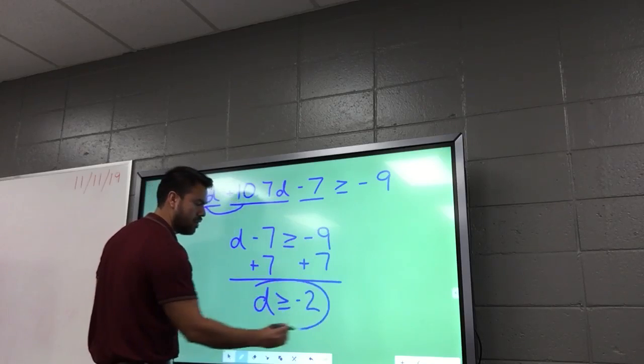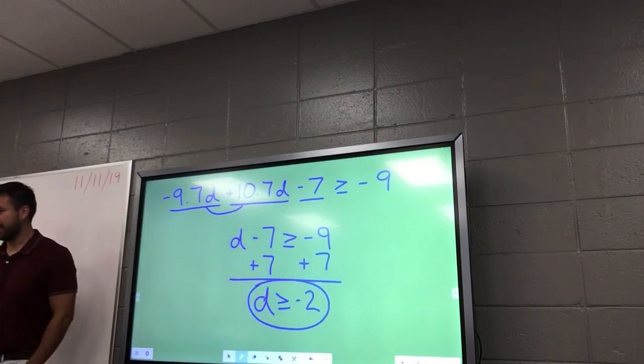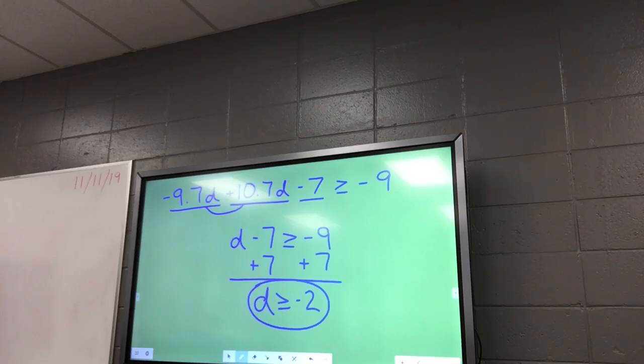We have D is greater than or equal to negative 2. Draw me the graph and I'm going to check it. I want to see a graph. Don't say what it is. Don't forget the numbers, because I want to see what numbers are bigger than the others.